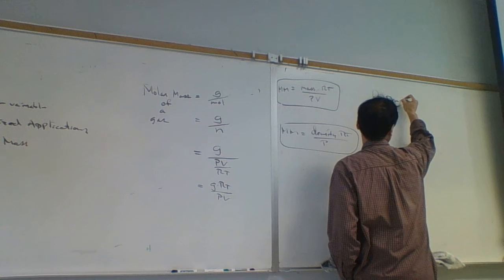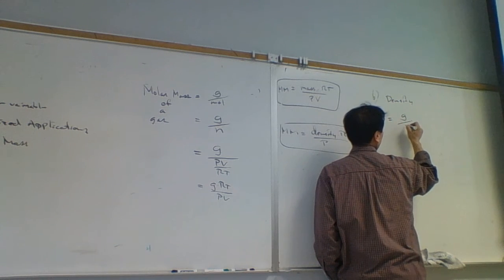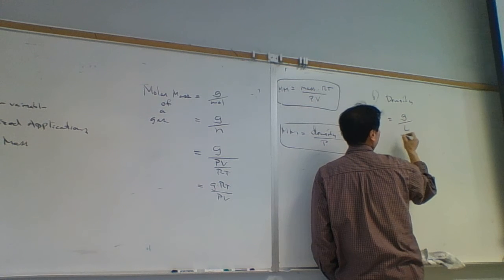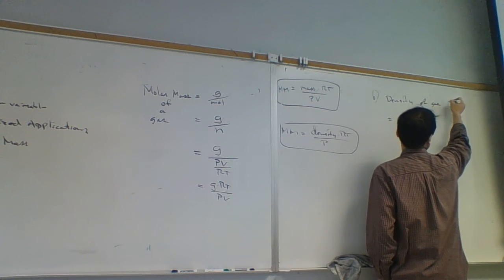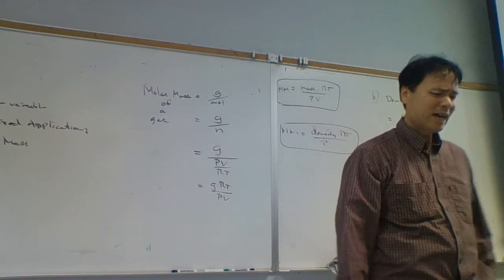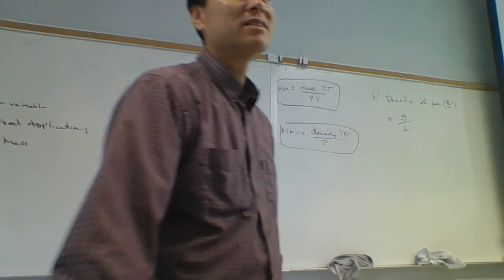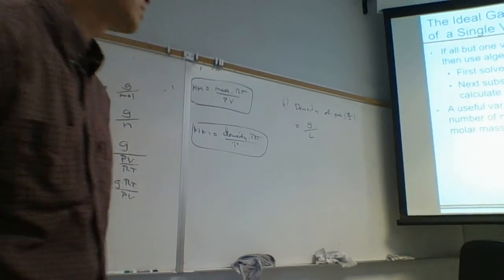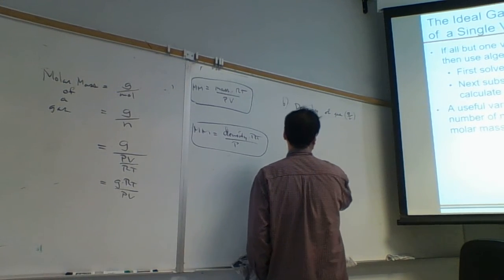Another application of this is for density. Density is grams per liter for gas. Density of gas, grams per liter for the units. That's because gas is a very low density. Normally densities are grams per milliliter, but gas is mostly empty space. We do grams per liter, which is a more convenient measure of that.